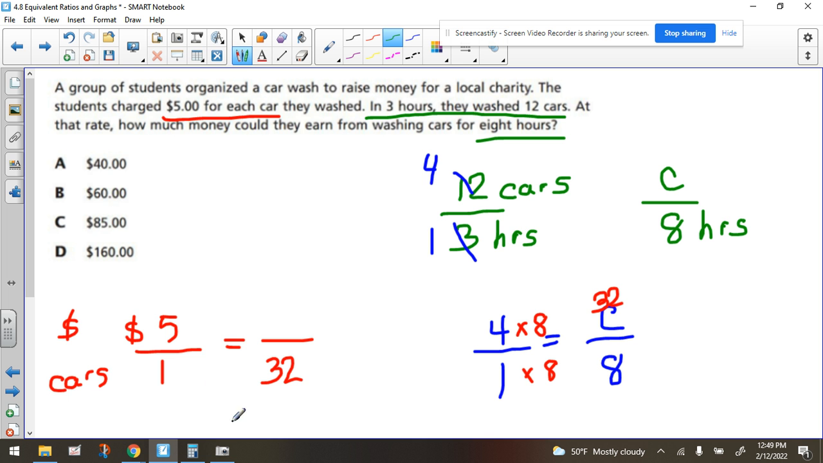So the only thing left to do is to recognize that 1 times 32 would equal 32. So we can just go ahead and find what 5 times 32 is, and that should give you the dollar amount that they've earned from doing all these cars.